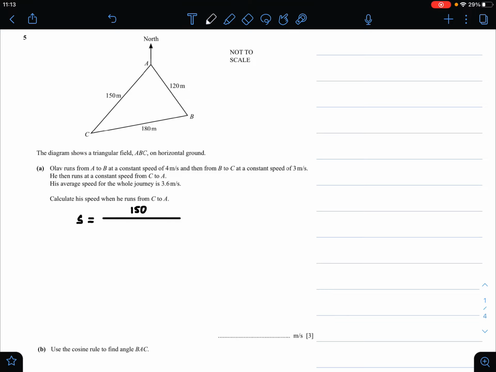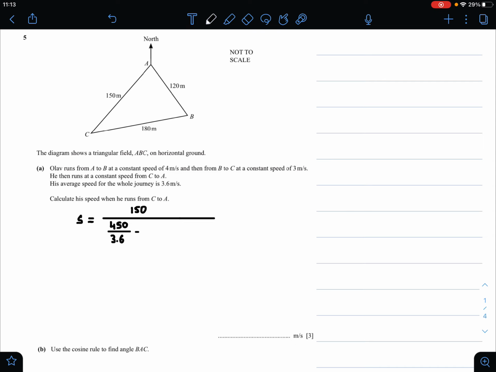the entire journey's time. The entire journey is 450 meters, so we divide it by 3.6, as they've told us that 3.6 is the average speed for the entire journey, minus the time taken from A to B, and then minus the time taken from B to C, which will give us the time taken from C to A. And since the formula is distance by time, we will then get our answer for speed.